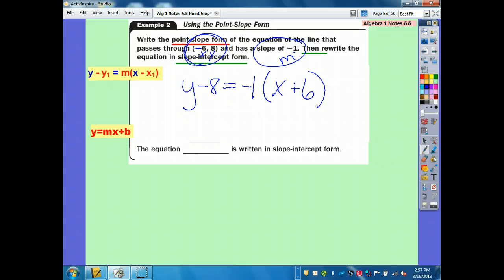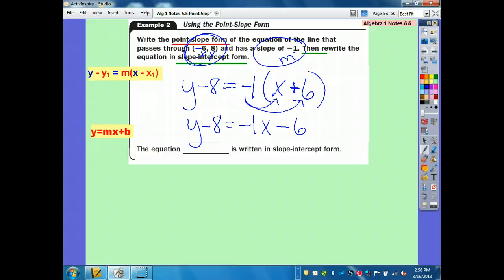Okay, step 2 done. Step 3, what do we need to do? Distributive property. So bring this side down. Y minus 8 equals, what's -1 times x? A -1x. What's -1 times a +6? Plus or minus 6? I'm hearing different. What's a positive times a negative? A negative, so it is -6.